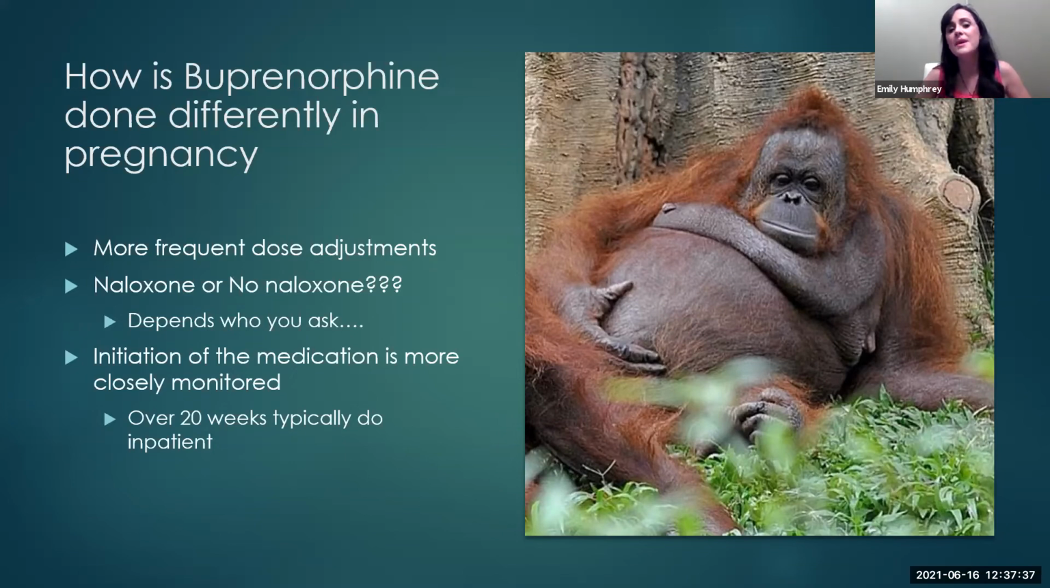The initiation of the medication is more closely monitored, because we do have to have mom in a little bit of withdrawal so those receptors are open, but we don't want her in so much withdrawal that miscarriage occurs. So we monitor very closely during induction. If it's before 20 weeks in the pregnancy, we can typically do this in the clinic, in the outpatient setting. If a patient's over 20 weeks, then I'm usually going to send her to the hospital to do the initiation.